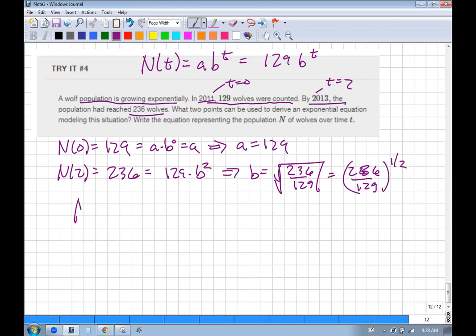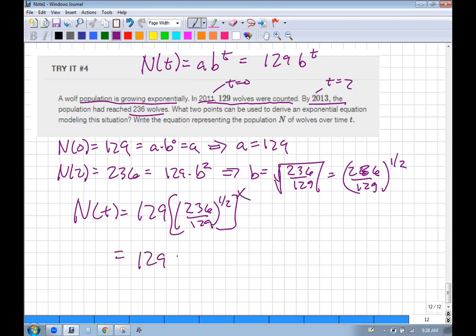That means N of T, A is 129, and we got 236 over 129 to the 1/2 to the X, which I could write as 236 over 129 to the X over 2, okay? And I'd leave it like that. You might try to combine these, don't do that. Then you end up with different powers of X on the top and the bottom of the fraction, okay?